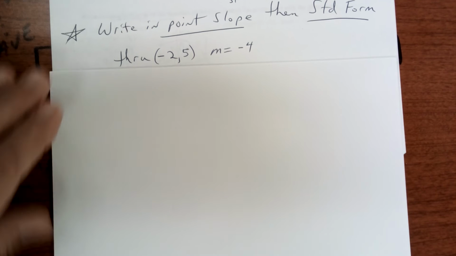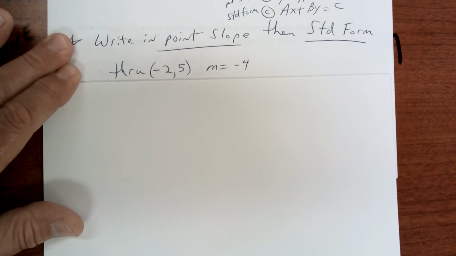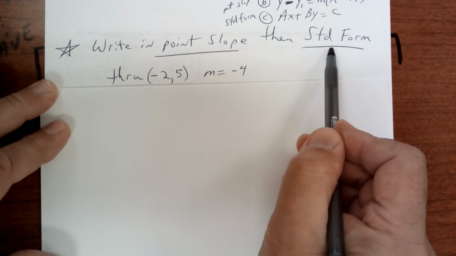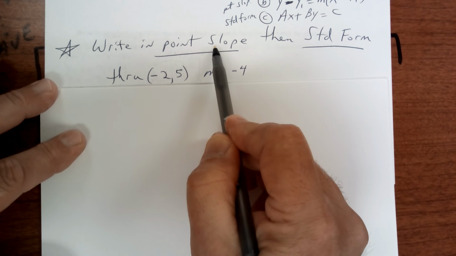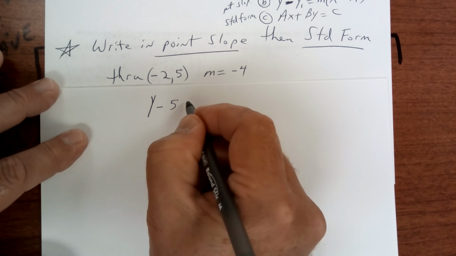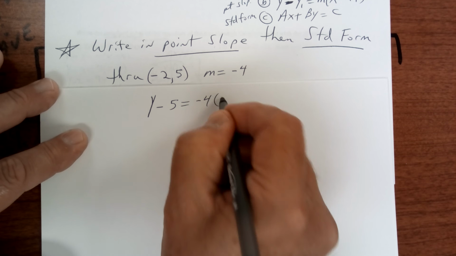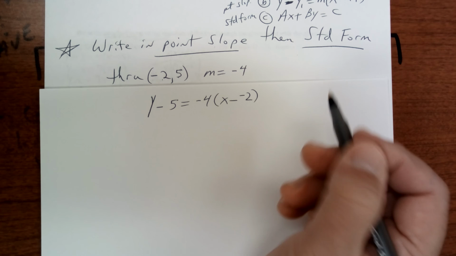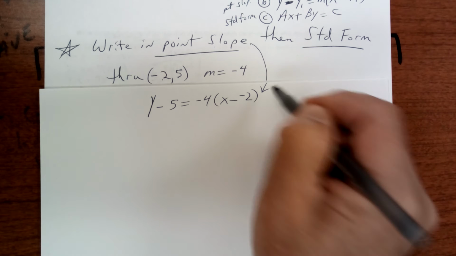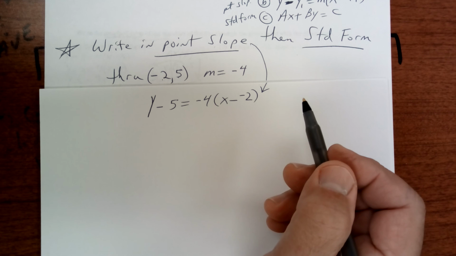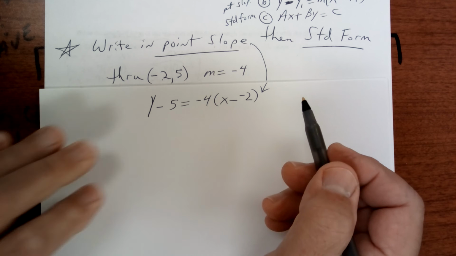This one right here wants you to write it in point slope form and then convert it to standard form. So point slope form is y minus my y equals my slope, and then x minus my x, which is a double negative. So that's point slope. So we're going to go ahead now and distribute and get y by itself, and well, that would be slope-intercept form. So let's just see.